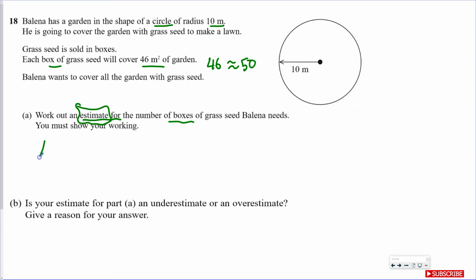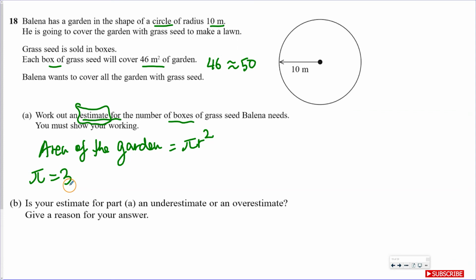So let's say the area of the garden is equal to pi r squared, because it's in the shape of a circle. Now we know pi is a decimal number, 3.14 something, and it goes on. But because we are estimating, we're going to have to take pi as equal to 3. Remember, the exam will not tell you this. You need to figure it out yourself, especially if the question says estimate. So we're going to use pi equals 3.